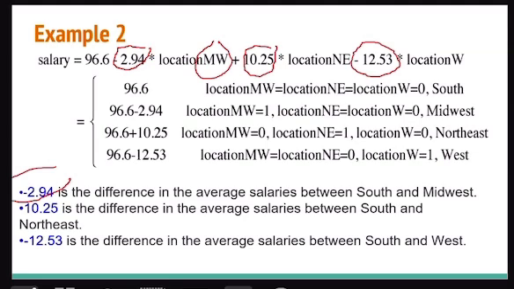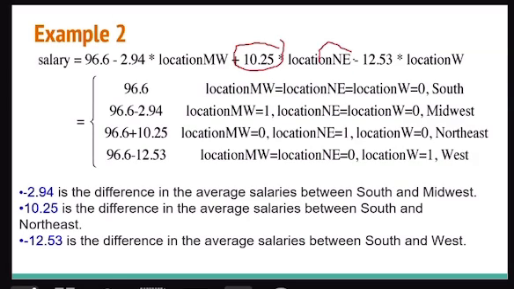If I'm focusing on this one, then I want to compare the Northeast location with the South that I referenced. That is why you see this 10.25 difference in the average salaries between the South and the Northeast. And finally, if I want to interpret the West, I'm also going to say the same between the South and the West. So the particular level of the predictor that you reference is what you're going to be comparing the other levels with.